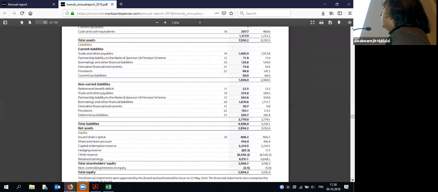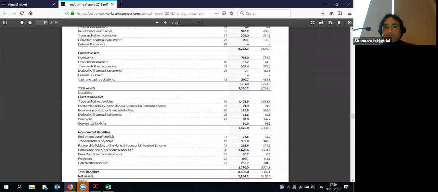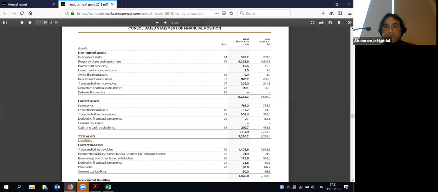Borrowing and other financial liabilities. How much are these? 30.7? What are these 30.7? Are they millions or billions or what? Million pounds, yeah? So the short-term borrowings, look, these are the current liabilities, yeah? So the short-term borrowings of Marks and Spencer are how much? This one? Borrowing and other financial liabilities, 125.6.